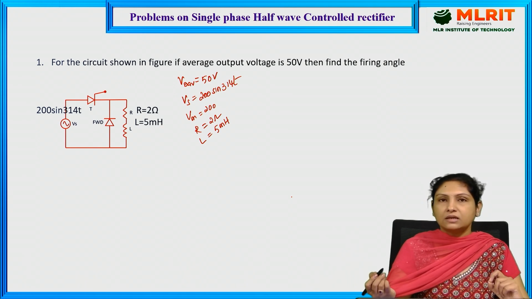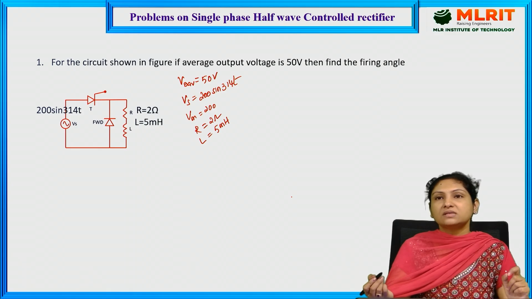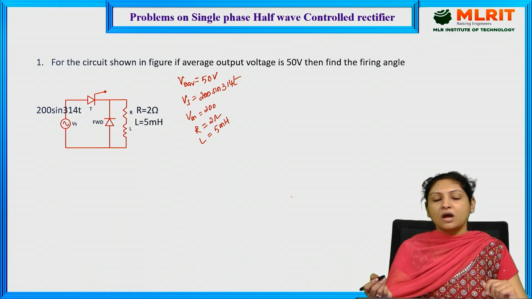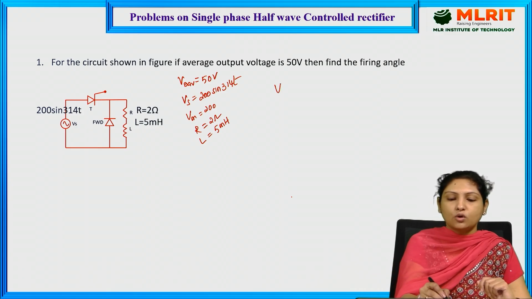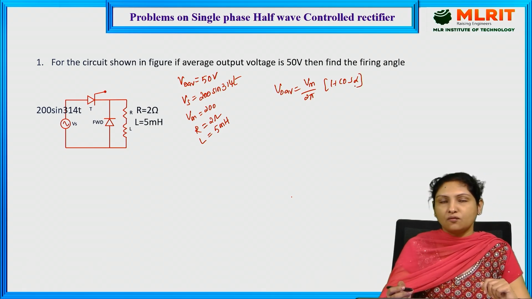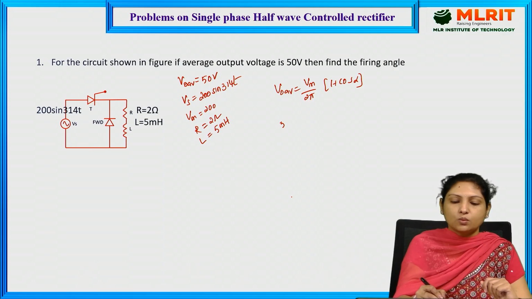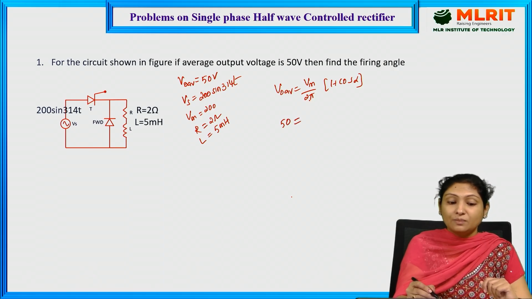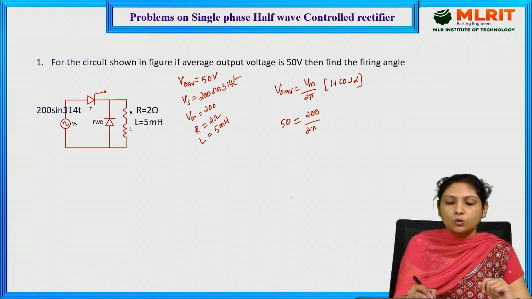It is clearly a single phase half wave controlled rectifier with RL load and freewheeling diode. We have the formula V0 average is equal to Vm by 2 pi into (1 plus cos alpha). The only thing we need to find out is alpha, where V0 average is equal to 50 volts and Vm is equal to 200, so 50 is equal to 200 by 2 pi into (1 plus cos alpha).